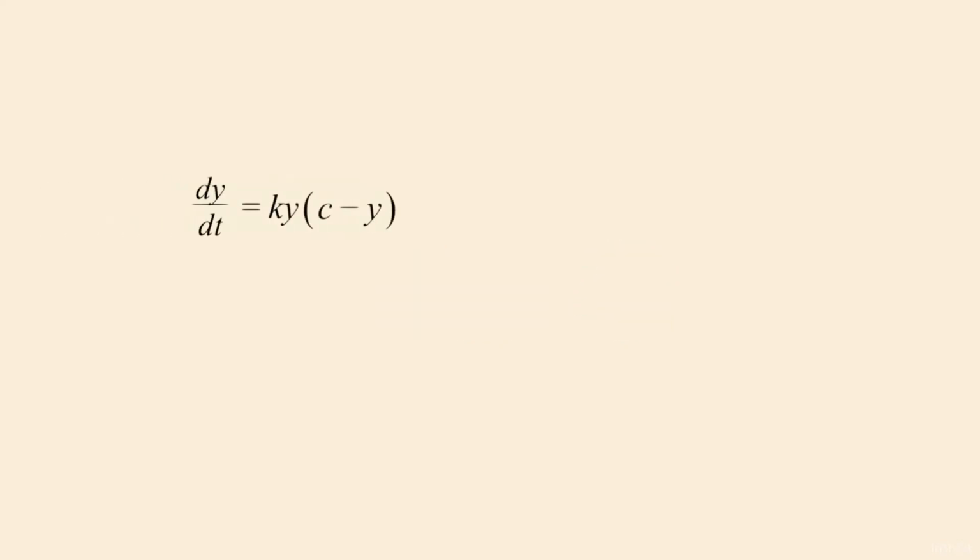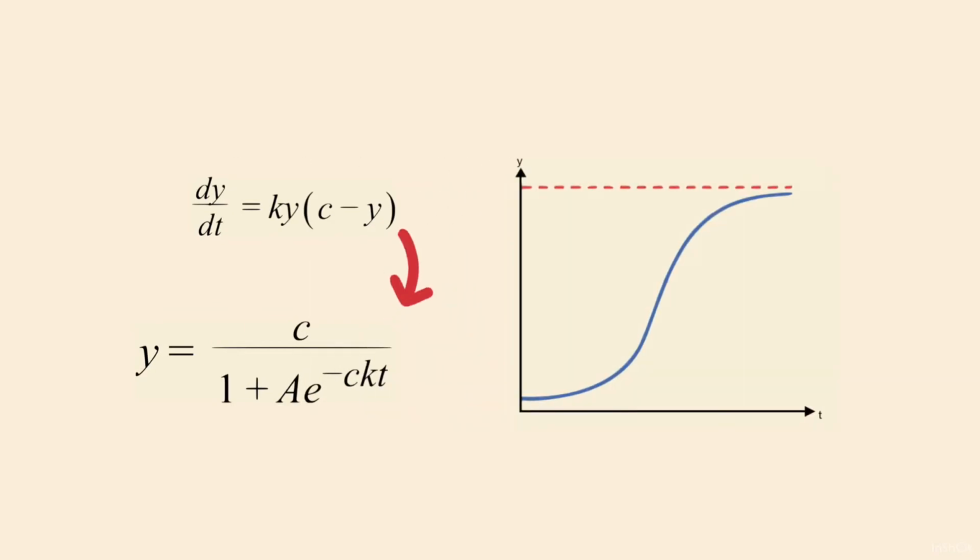Through integration and partial fractions, we turn this to this, giving us this graph, which is logistic growth.